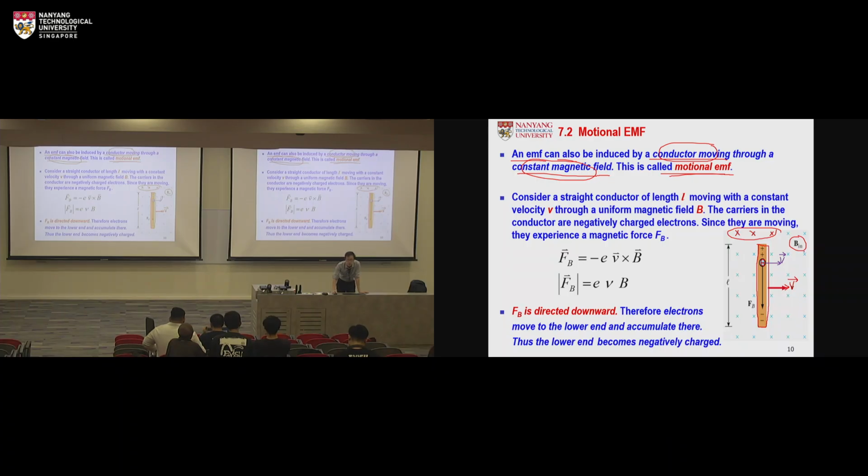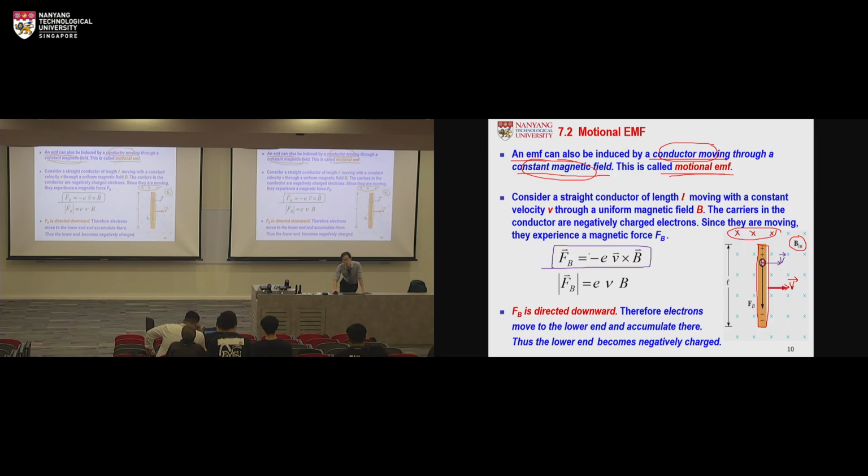So what will happen? A moving electron inside a magnetic field B. A moving charge inside a magnetic field, what will happen? There will be a magnetic force on this charge, on this electron, right? And this is how we can quantify this force. The magnetic force on a single moving charge.